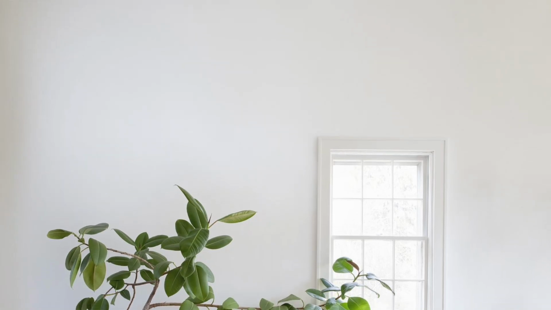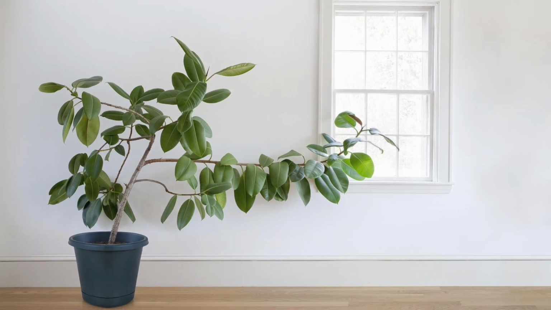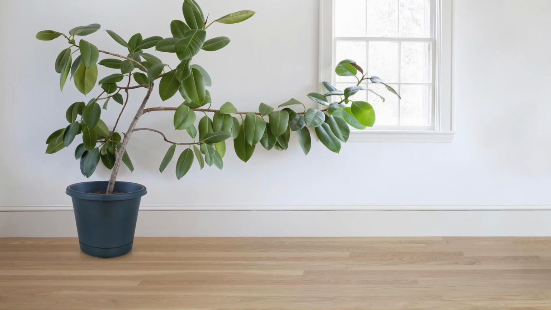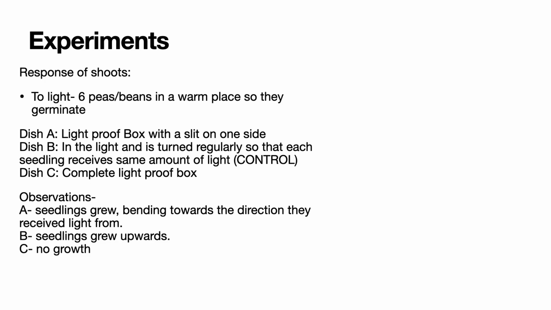The observations are: in A, seedlings will grow, but they bend towards the direction they are receiving light from. In B, seedlings grew normally upwards because the light is uniform. In C, there was no growth because of the absence of light. From this, we can conclude that shoots are positively phototropic.